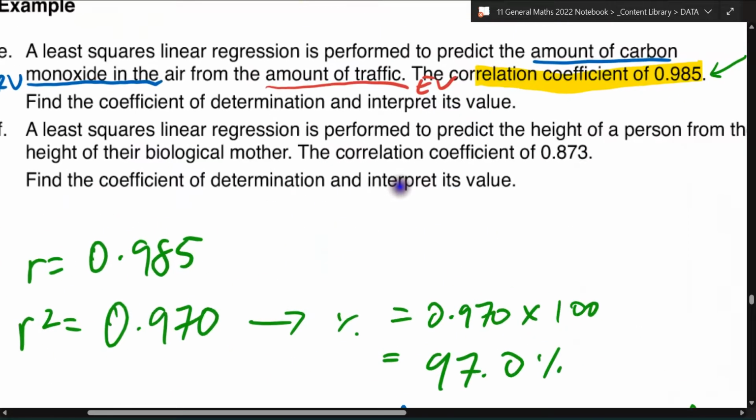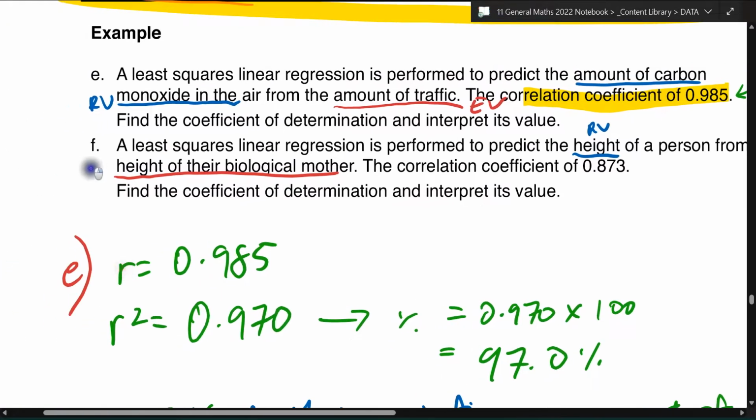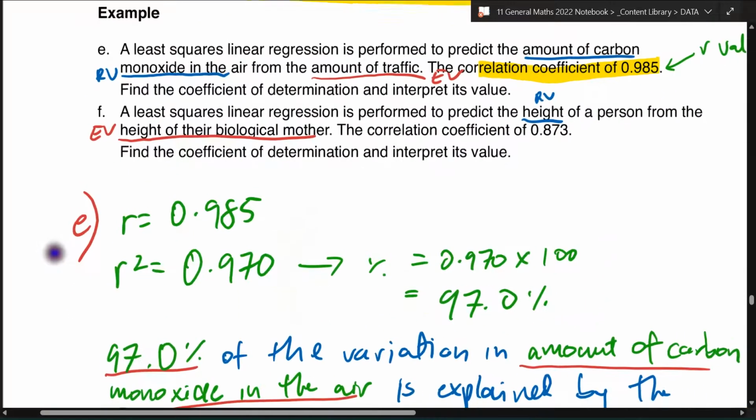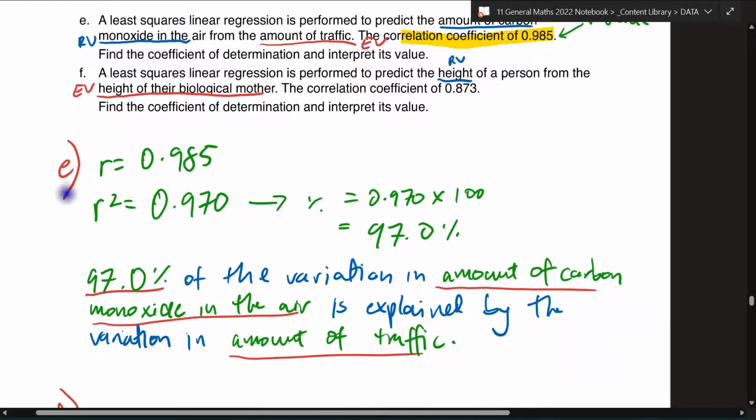Again, look at the question, understand what's EV, what's RV. A least squares regression line, predict the height. So if you're trying to predict the height, this is most likely going to be your RV, because you want to figure out what the height is based on the height of their biological mother. So the mother's height is going to be the EV. We have an R value there: my R value is 0.873.